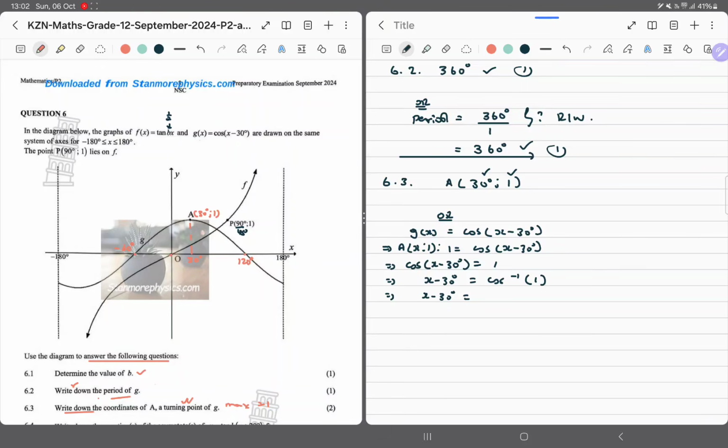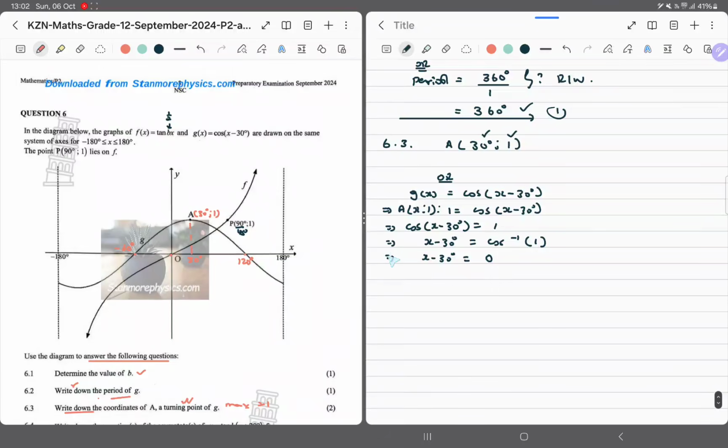Yeah, algebra must be strong, okay guys. So this is 0. We know that cos is 1 at 0, standard angle in the first quadrant, okay? So, what do we see? Therefore, x at A is nothing but 30 degrees. You can say, therefore, A is 30 degrees is to 1.